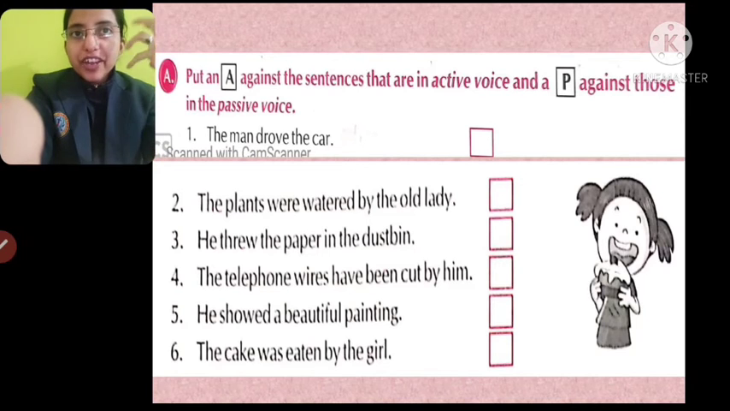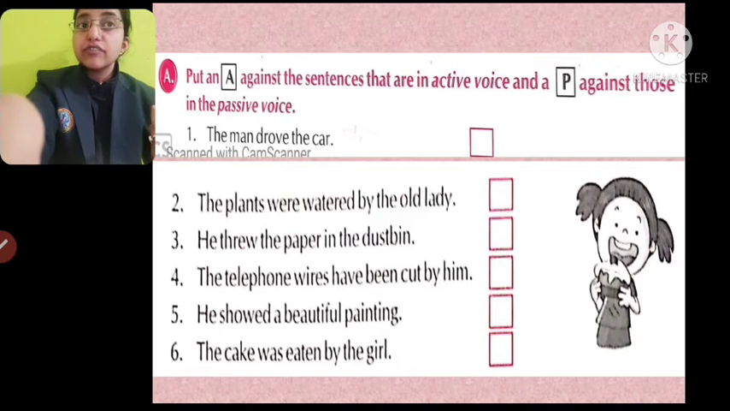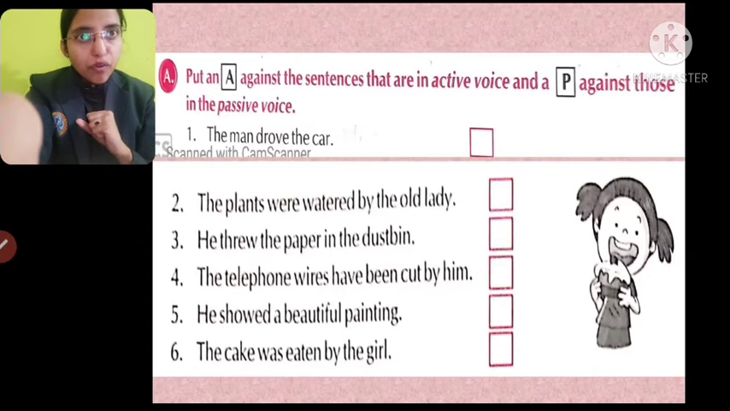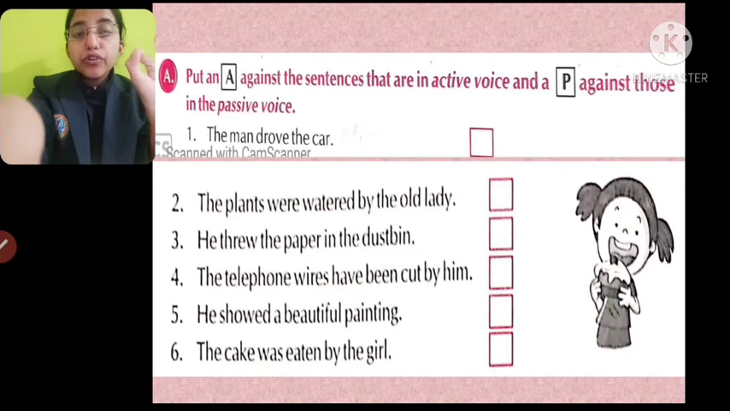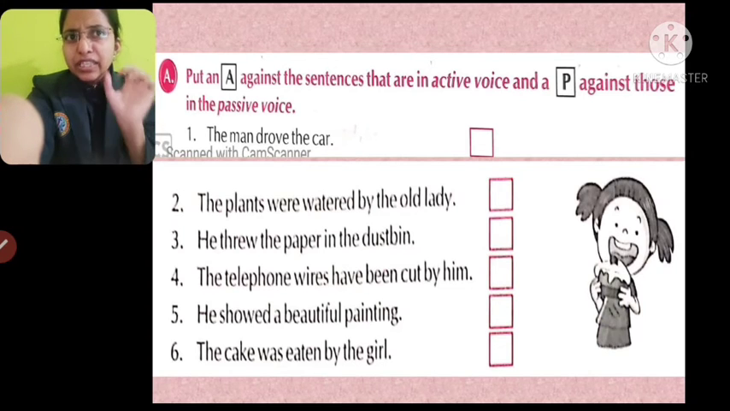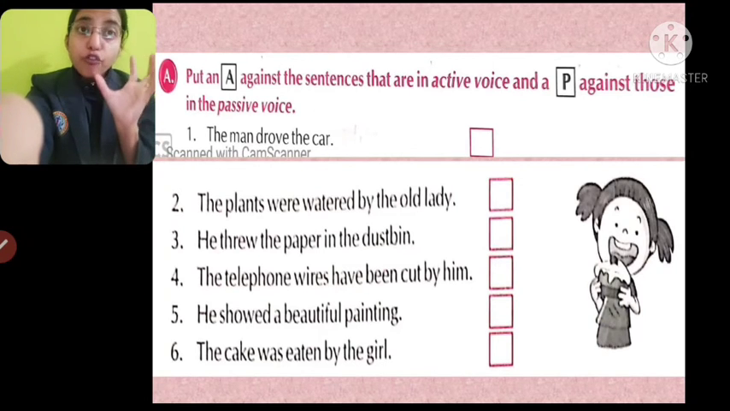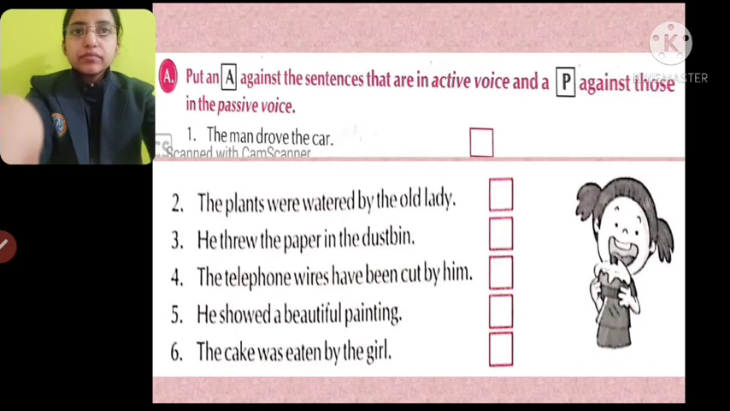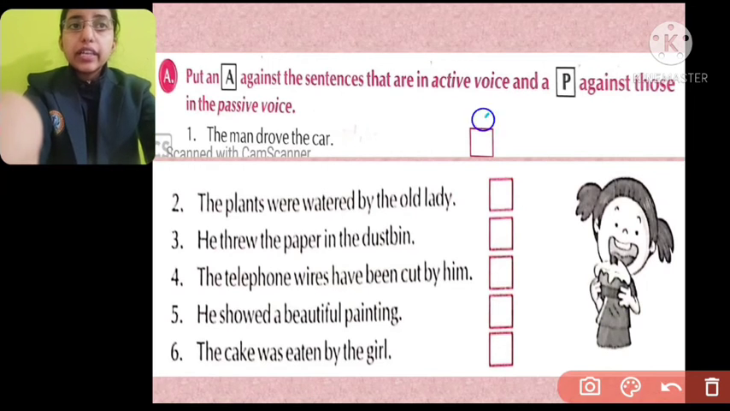Okay, and now we are having exercise time. Put an A against the sentences that are in active voice and a P against those in the passive voice. The man drove the car. What is it? It is active or passive? The man क्या है? Subject है और वो active है. वो action कर रहा है, right? So here it is A. क्या आएगा यहाँ पर? A आएगा.